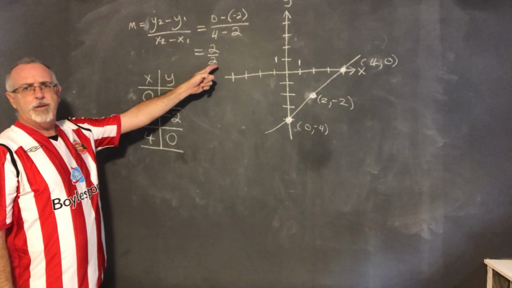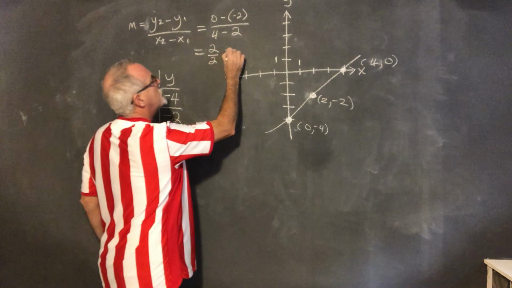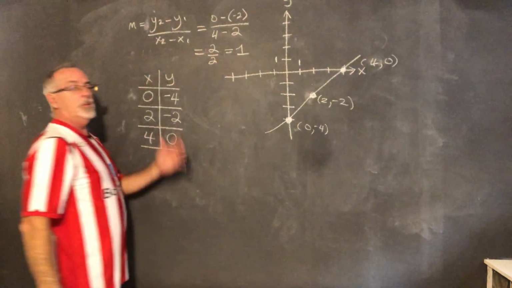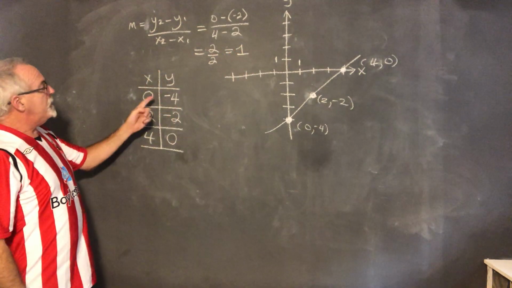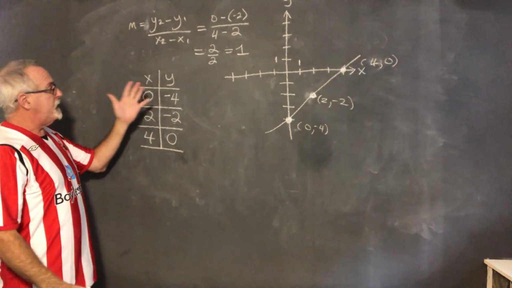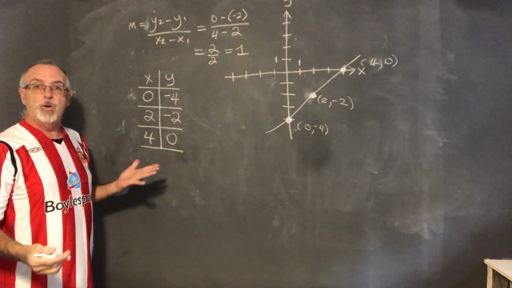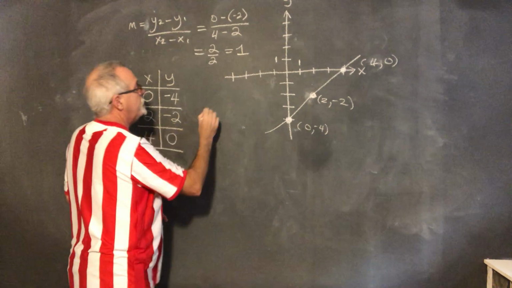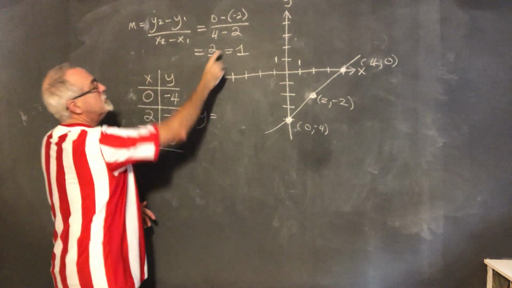But I can also simplify this. 2 over 2 simplifies to equal 1. My slope is 1. And I know the y-intercept. So at this point, I can show the whole equation. I did the slope formula, which tells me my slope is 1.